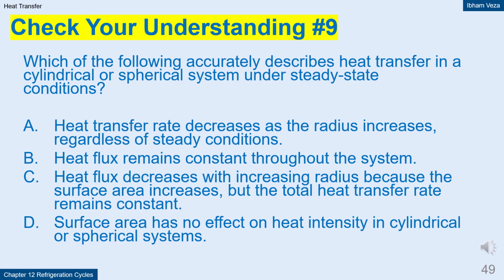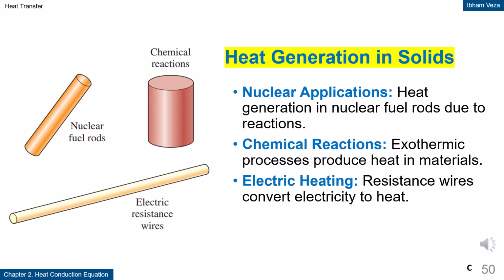A. Incorrect. Under steady-state conditions, the total heat transfer rate remains constant. It does not decrease with increasing radius. B. Incorrect. Heat flux does not remain constant. It decreases as the radius increases due to the increasing surface area. D. Incorrect. Surface area significantly affects heat intensity, as larger areas at outer radii spread the heat over a broader surface, reducing flux.